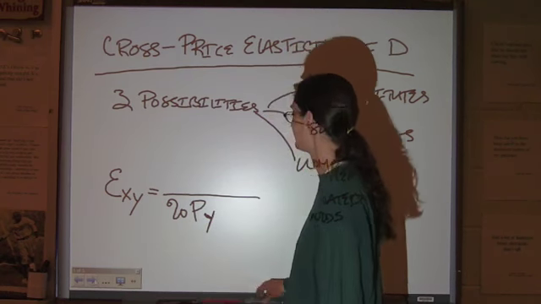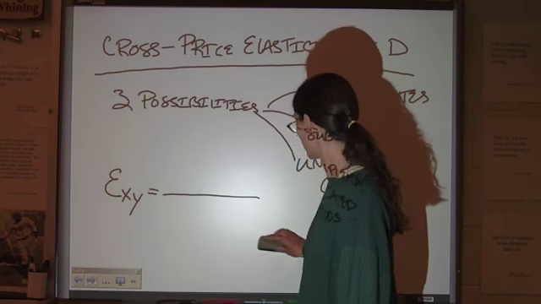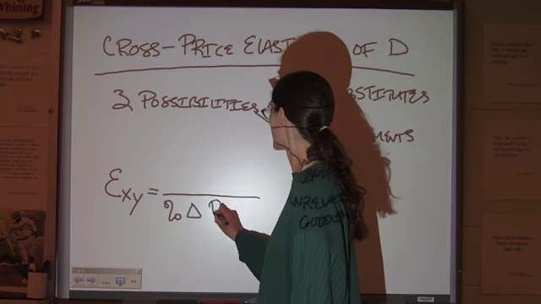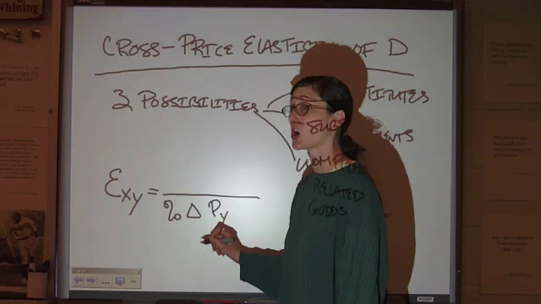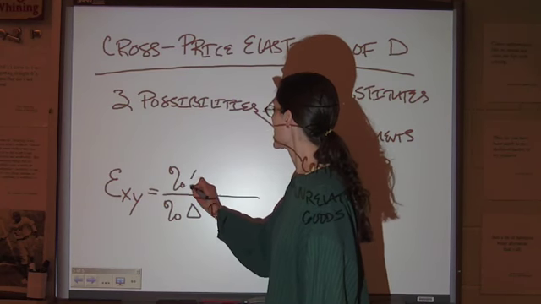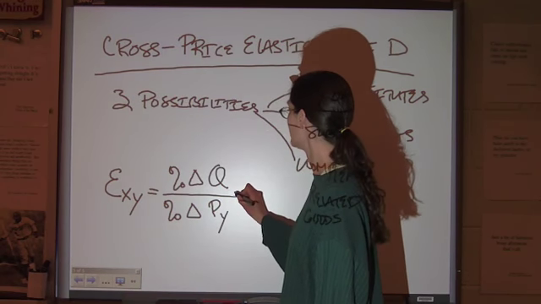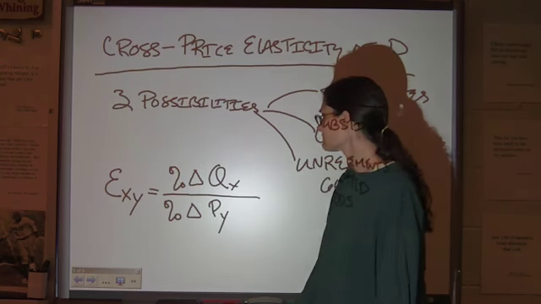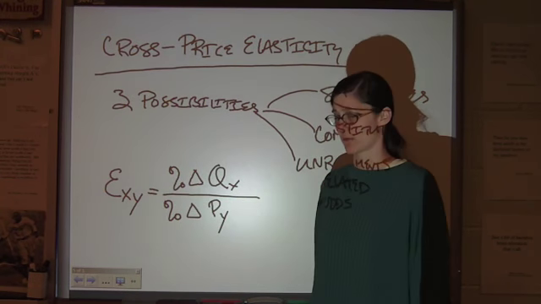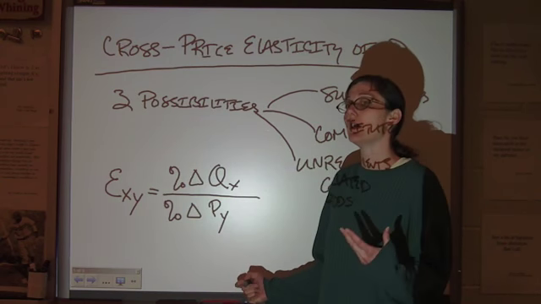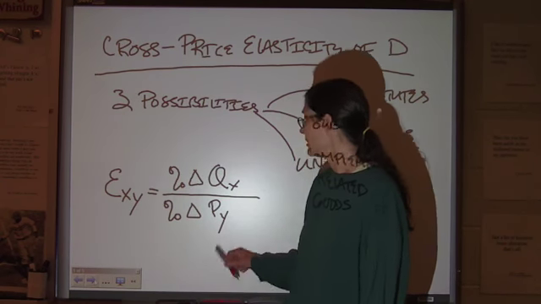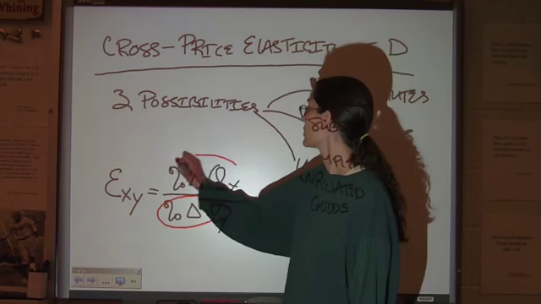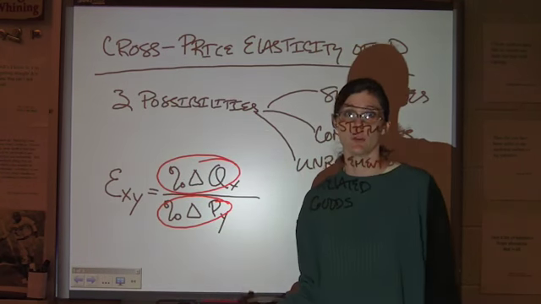Actually, hang on a second. Let's do this a little bit more concisely. Percent change in the price of product Y causes a percent change in the quantity of X. I don't know if the X and Y are backwards. Anyhow, what you need to know is price is your independent variable, quantity is your dependent variable.